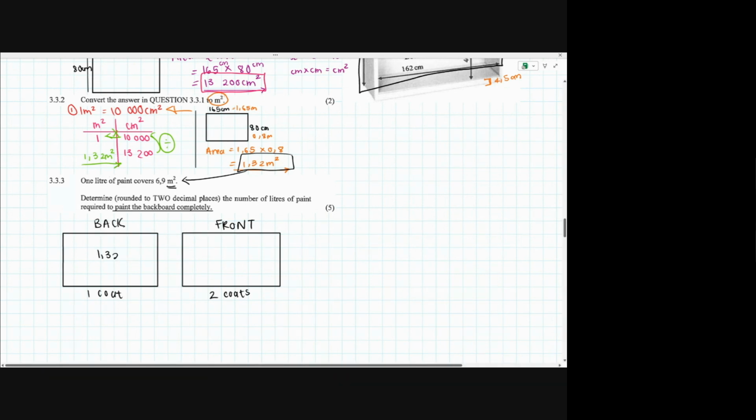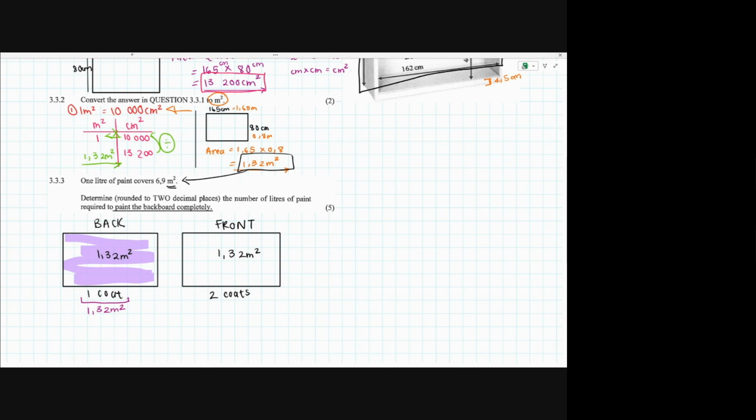So the 1,32 meters squared that we have already determined as the area, that's the same for back and front because it's the same shape. But now we need to be very careful. If we are going to paint 1 coat of paint on the back, okay, so there's my 1 coat of paint. I've painted it beautifully, lovely. I'm only covering 1 area once. So I'm only going to cover 1,32 meters squared here. So 1 coat will require me to cover 1,32 meters squared.